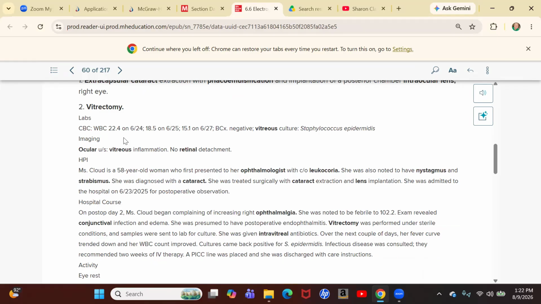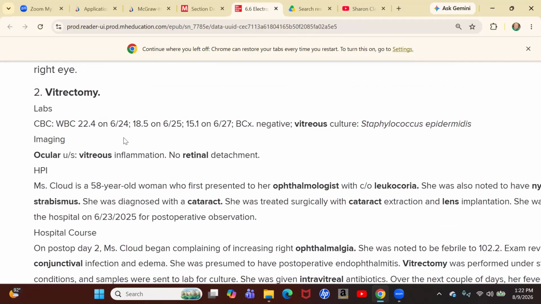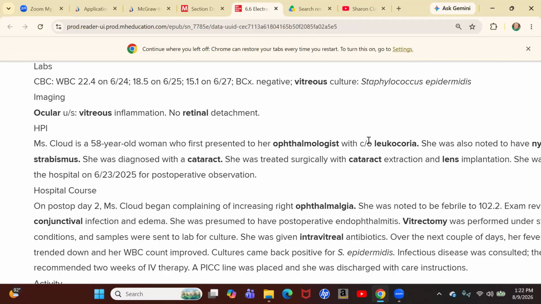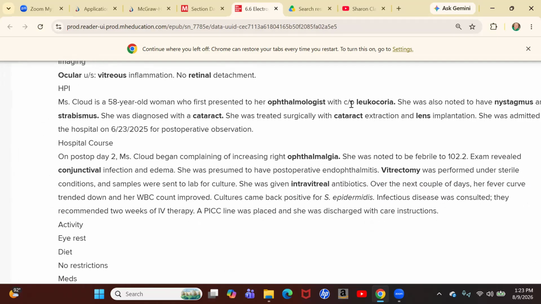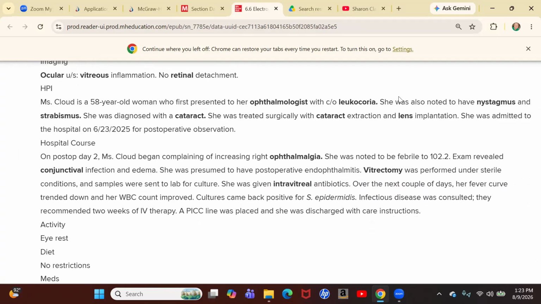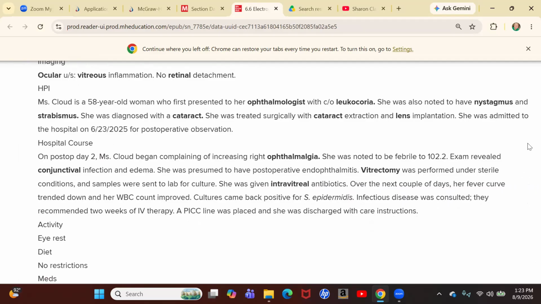All right, and let's see what went on here. Her complete blood count. Okay. Vitreous culture. Ooh, she's growing bacteria in that culture. No retinal detachment. That's good. History of present illness. She went to the eye doctor with complaints of leukocoria. So some kind of discharge. Nystagmus here, involuntary eye movement, and not able to focus.